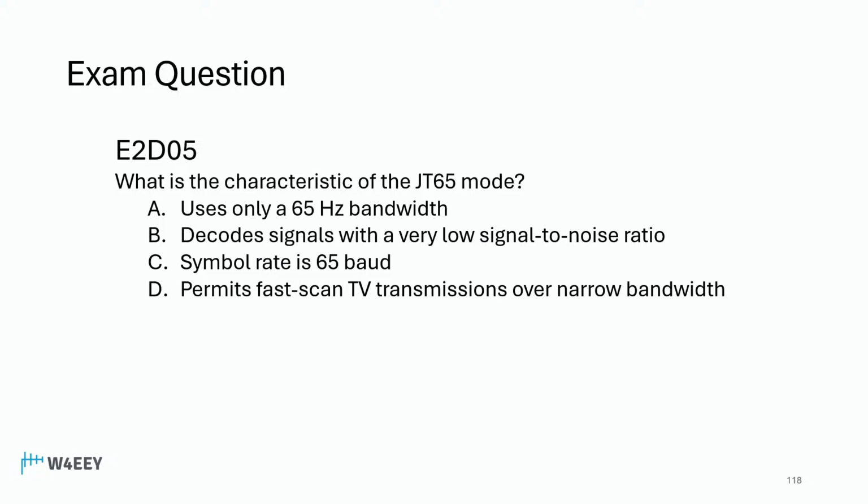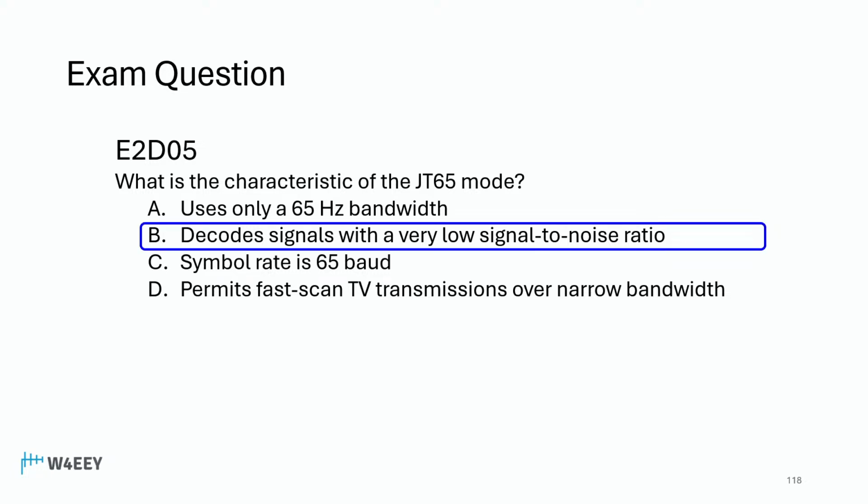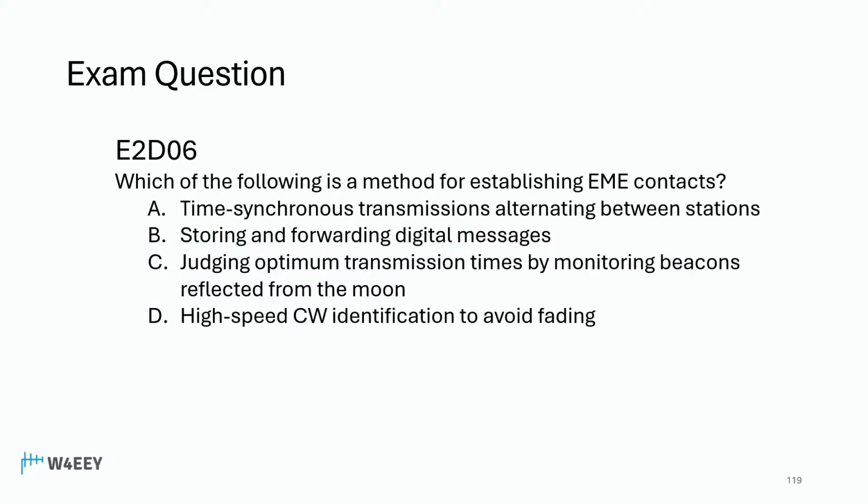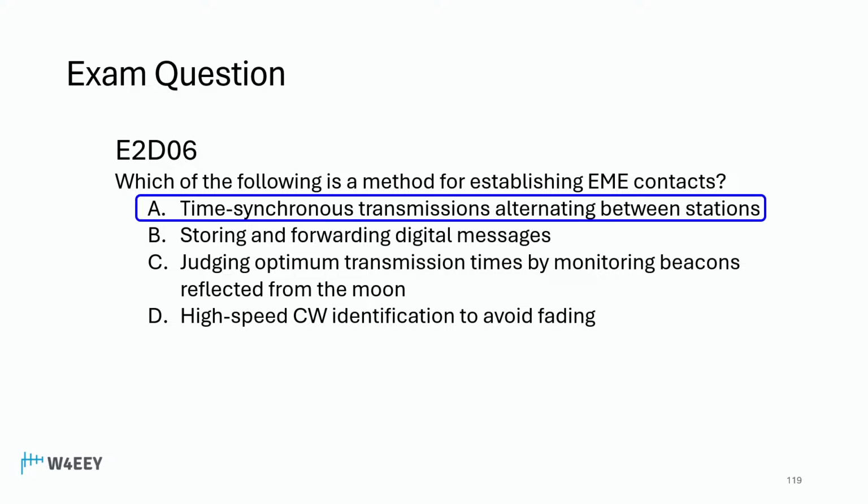What is the characteristic of the JT65 mode? Bravo. Yep, decode signals with a very low signal to noise ratio, actually below the noise floor in some cases. Which of the following is a method for establishing EME contacts? Alpha, right. Time synchronous transmissions alternating between stations.